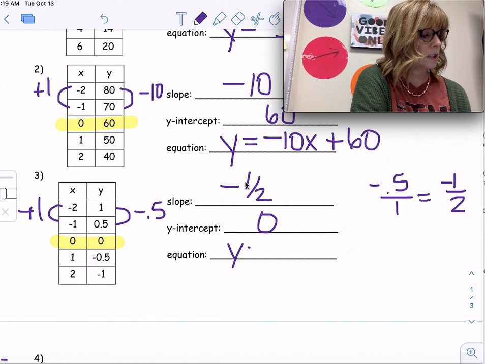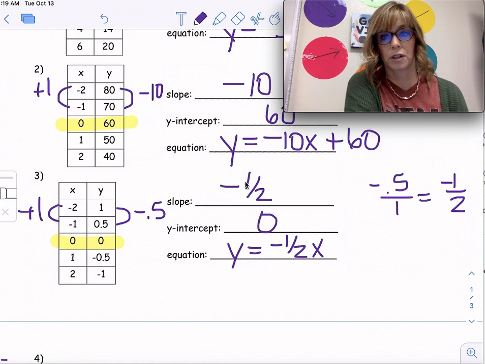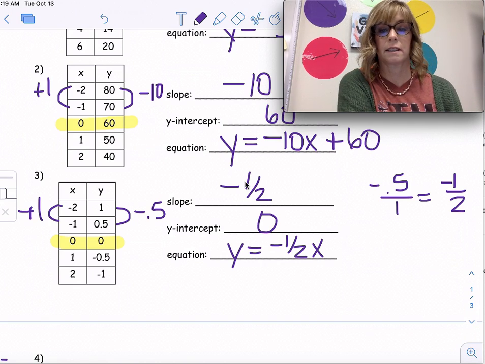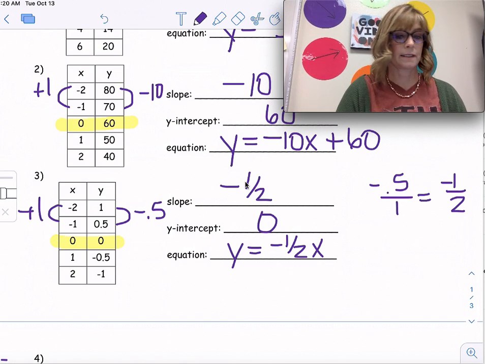So my equation is just negative 1/2 x, and you don't really need to put plus 0. This is a proportional situation because it starts at the origin. So we're just going to put y equals negative 1/2 x.